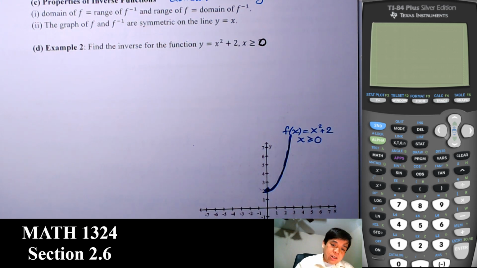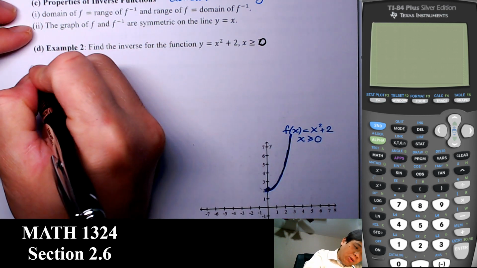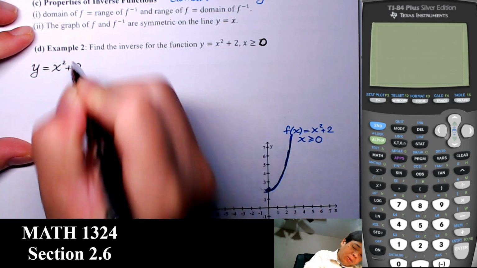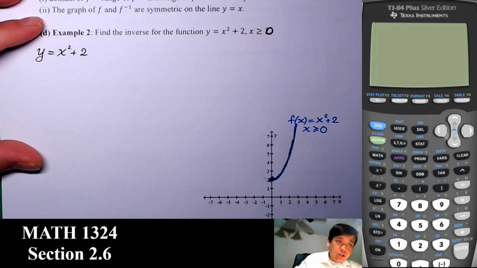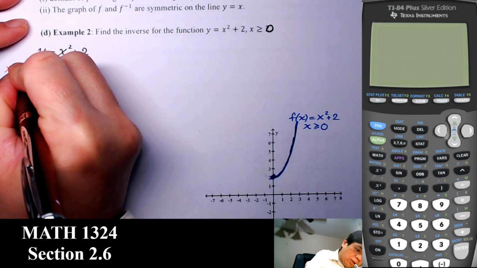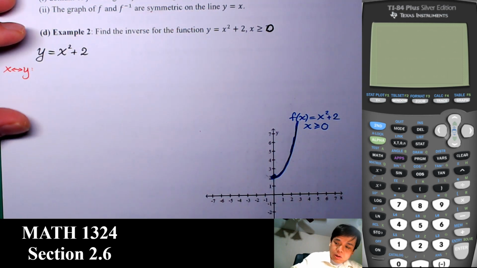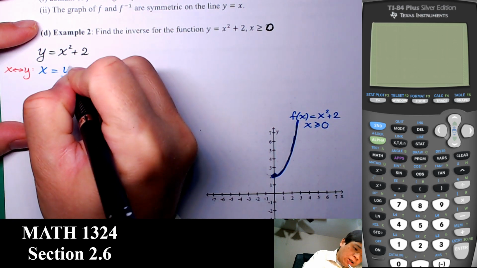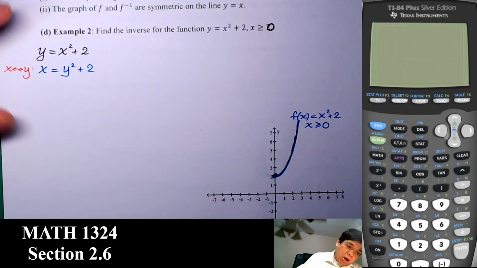To find the inverse, of course, we interchange x and y, and then solve for y. So if y equals x squared plus 2, we interchange the domain and range, that is, interchange x and y. We have x equals y squared plus 2. Now we will solve for y.